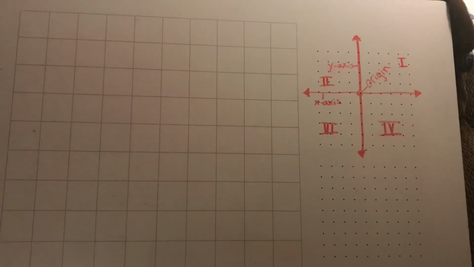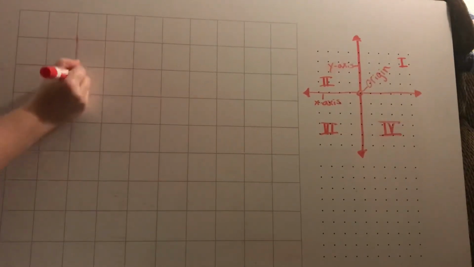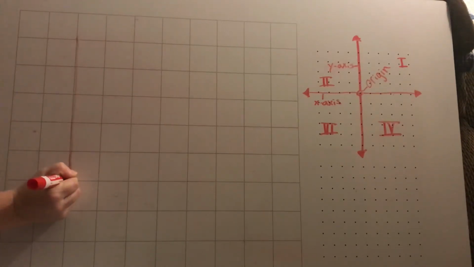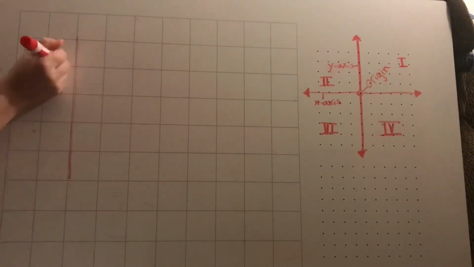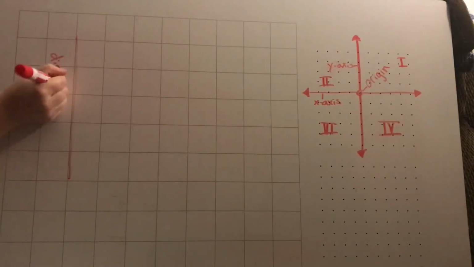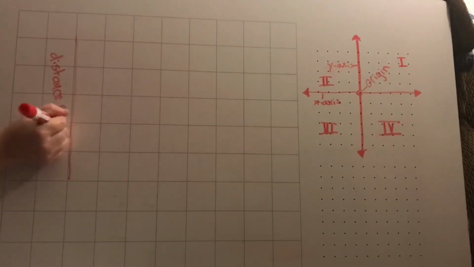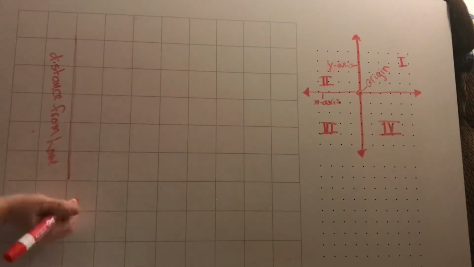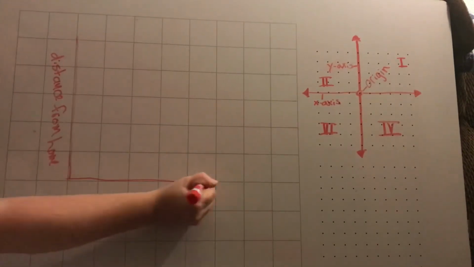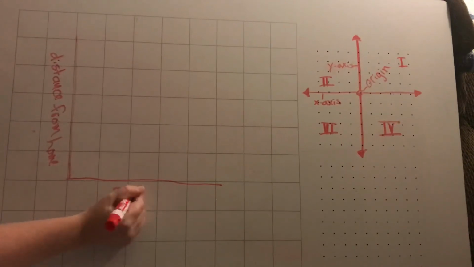Okay, so it says, on her way home to the grocery store, a 6-mile trip, Veronica stopped at the gas station to buy gas. After filling her tank, she continued to the grocery store. She then returned home after shopping. Sketch a graph to show the distance from Veronica's home compared to time. Okay, so we know that our y-axis is going to be distance from home. And our x-axis is going to be time.